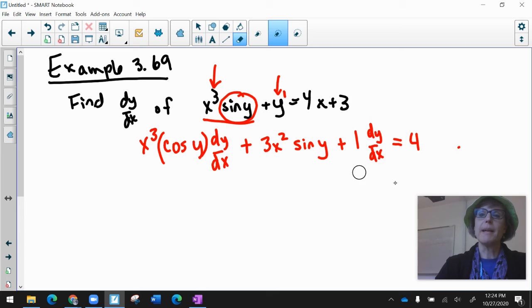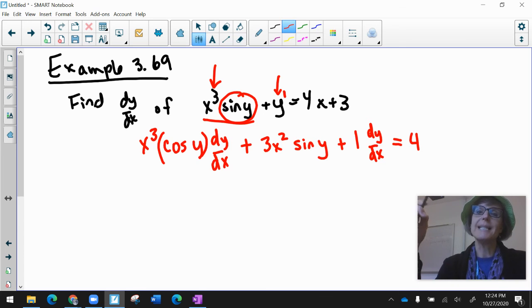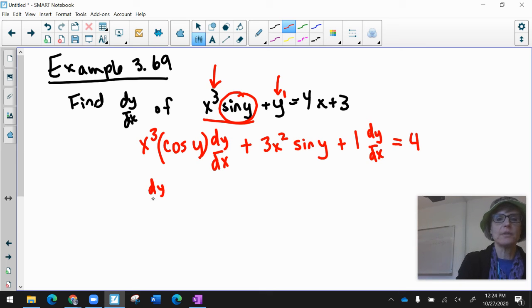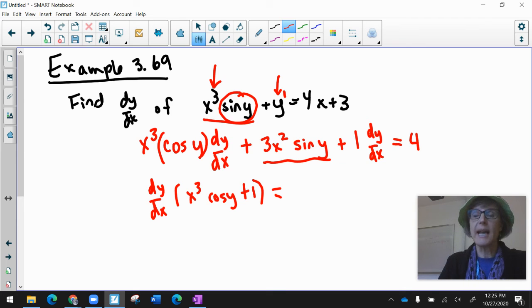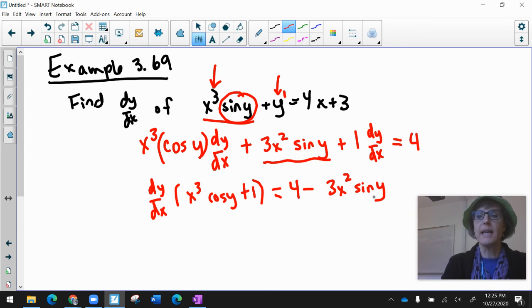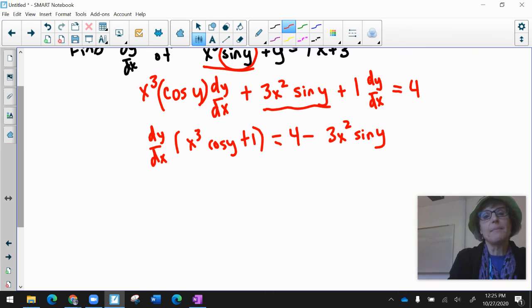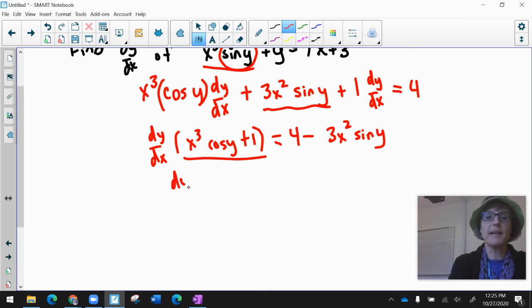Now, we just have to do some algebra. We're going to treat dy dx as a variable. So I'm going to factor out dy dx. So I've got x cubed cosine y plus 1. I'm going to move my terms that don't have dy dx to the other side. So that's going to be 4 minus 3x squared sine y. And then I'm just going to divide both sides by this so that I can have dy dx by itself.